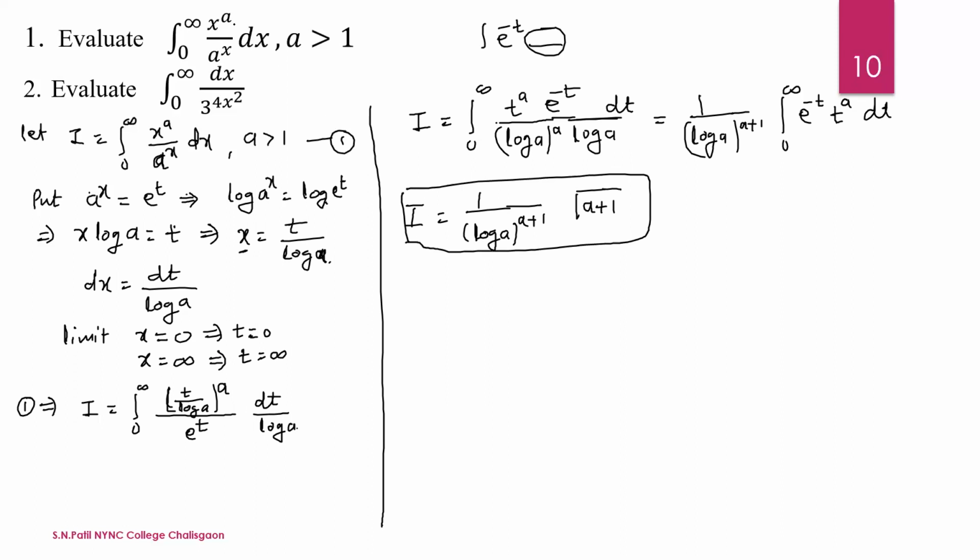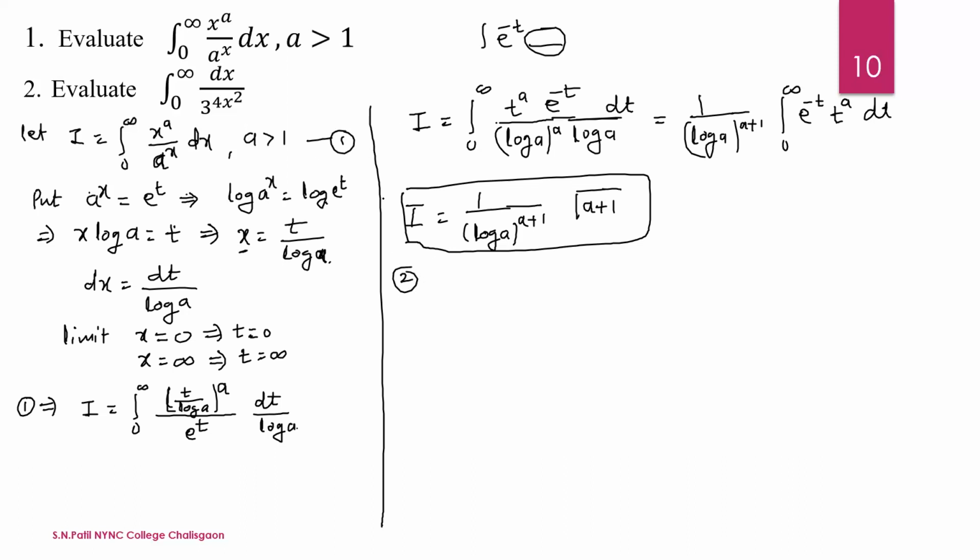So instead of a, there is a particular value, but which is strictly greater than 1. Okay, because here log of a, if a is 1, then it becomes meaningless. So instead of a, 2 is there, 3 is there, so use the same rule. Okay, now the second problem.